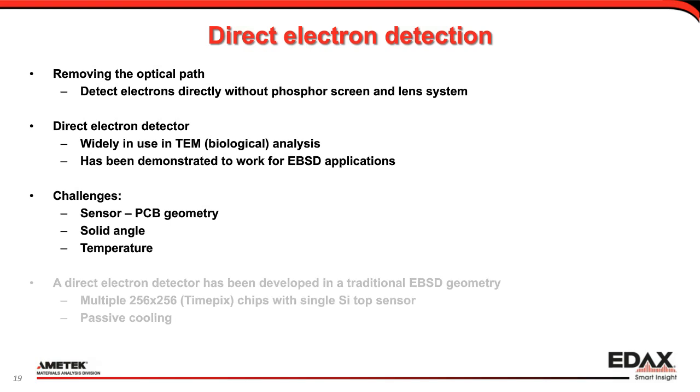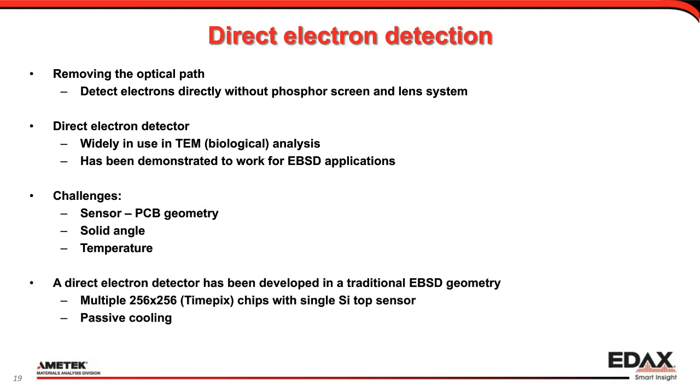So what we've done with the Clarity detector, we've built a direct electron detector with a, between brackets, traditional EBSD geometry. So it's a detector mounted on a tube that you can retract out of the chamber, so it's not interfering with the normal SEM operation when you don't want to use it, and where you can put it very close to the sample when you want to start collecting EBSD information.